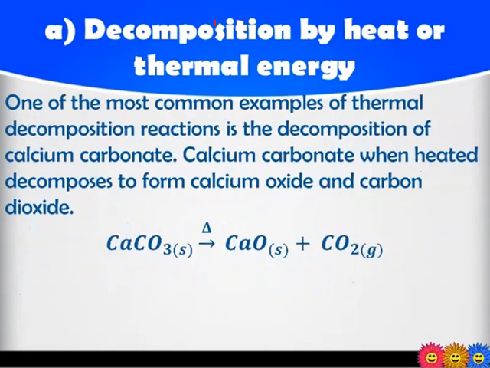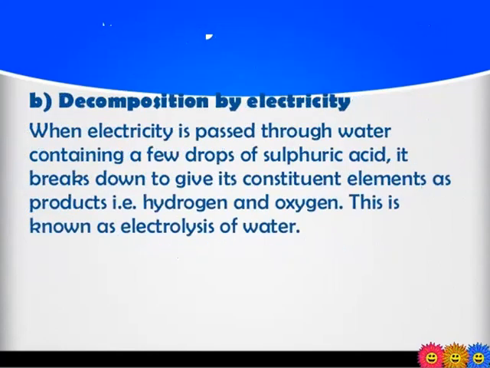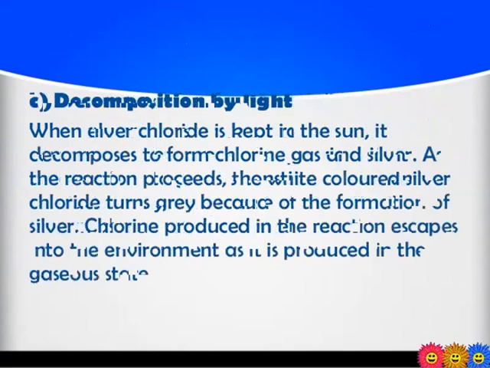Thermolysis or thermal decomposition: one of the most common examples of thermal decomposition reactions is the decomposition of calcium carbonate. When heated, it decomposes to form calcium oxide and carbon dioxide. When electricity is passed through water containing a few drops of sulfuric acid, it breaks down to give its constituent elements as products, hydrogen and oxygen. This is known as electrolysis of water.